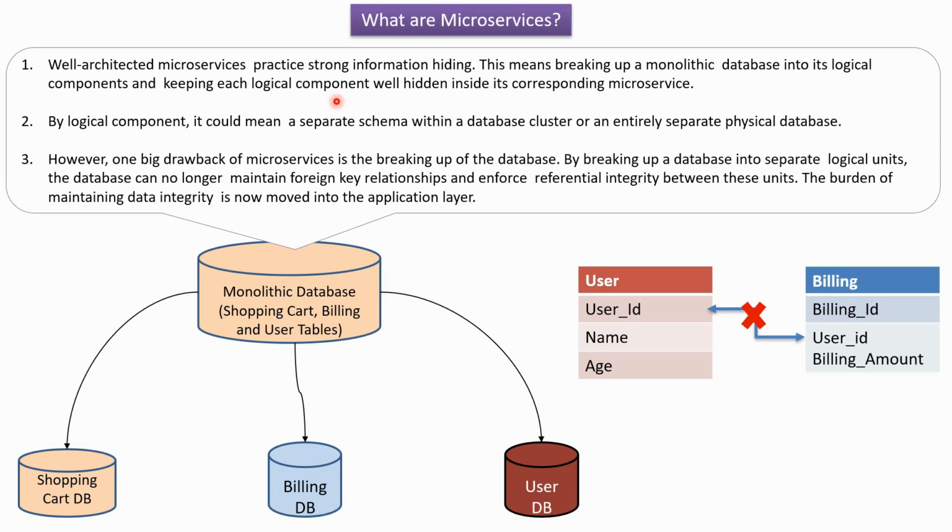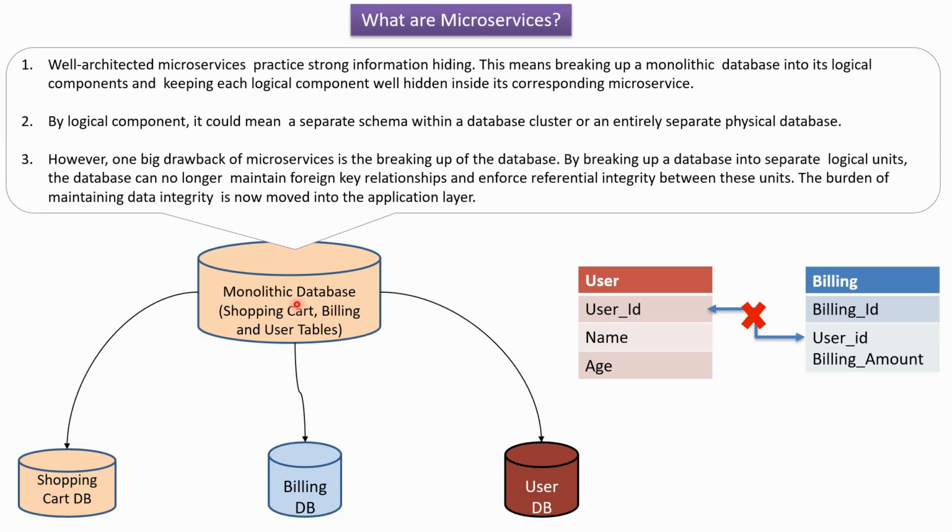Well architected microservices practice strong information hiding. This means breaking up the monolithic database into its logical components, with each logical component well hidden inside its corresponding microservice. In this example, this is one logical component, this is one logical component, and this is one logical component. By logical component, it could mean a separate schema within the database cluster, or it can be an entirely separate physical database.